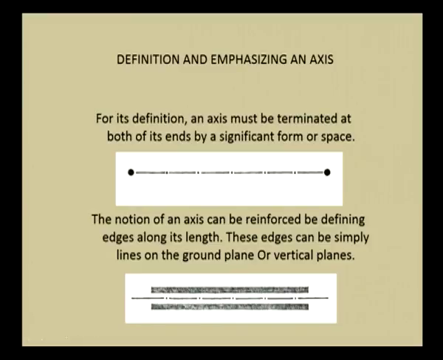The notion of an axis can be reinforced by defining the edges along its length. These edges can be simply a line on the ground plane or a vertical plane. We can make the axis stronger without the termination by making the edges stronger. In this case, you can have two elevated wall planes on either side of the movement, or it can be a simple floor plane which will make the axis more powerful.